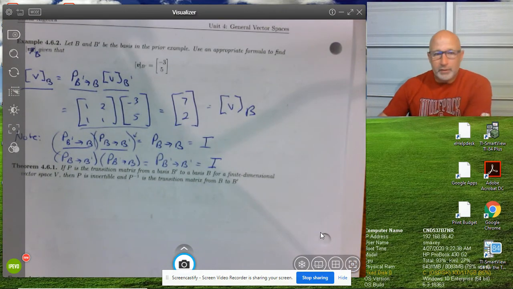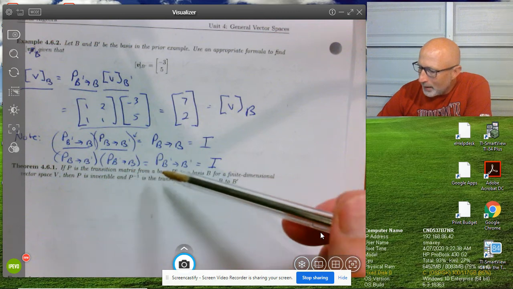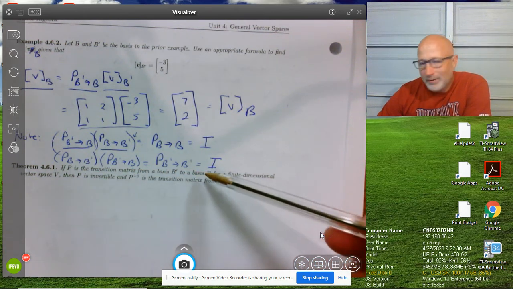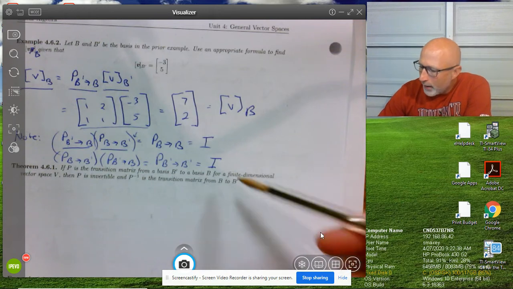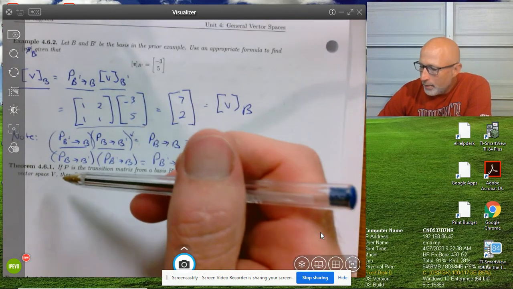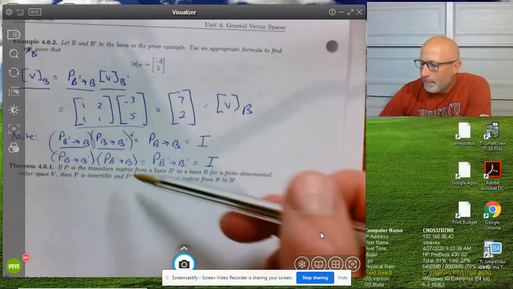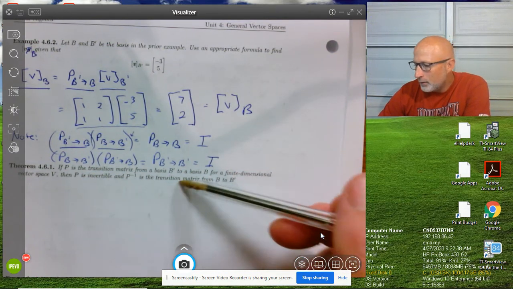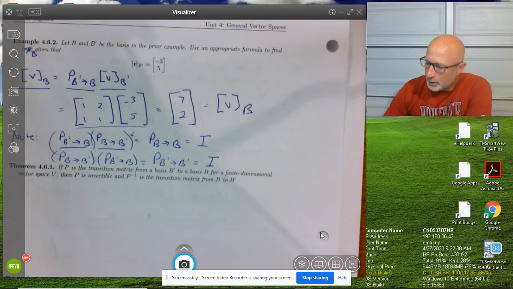Which leads us to theorem 4.6.1. If P is the transition matrix from a basis B prime to a basis B, so you're starting at B prime and going to B, for a finite dimensional vector space, then P is invertible, and P inverse is the transition matrix from B to B prime. So they are just the inverses of each other.